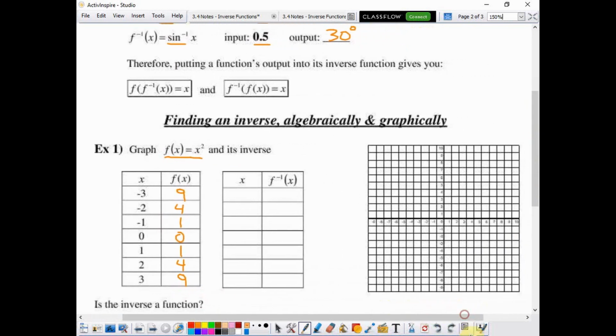And we'll graph each point and plot this function. We'll do it in solid. We'll do the inverse dotted. 0, 0, 1, 1, and negative 1, 1, 2, 4, and negative 2, 4, 3, 9, and negative 3, 9. So that's a parabola.